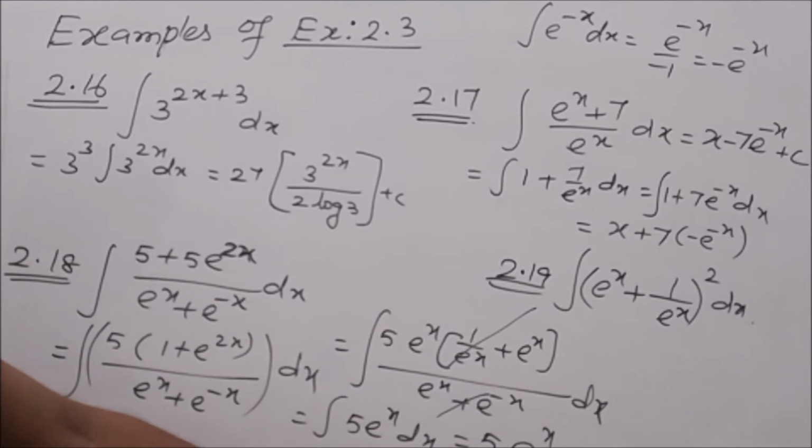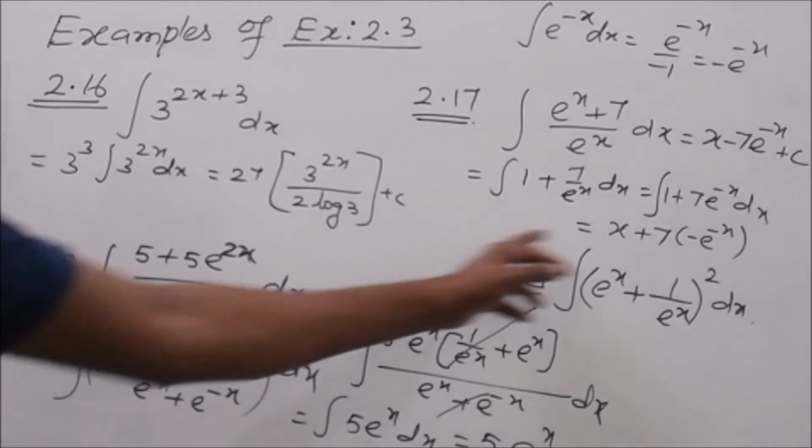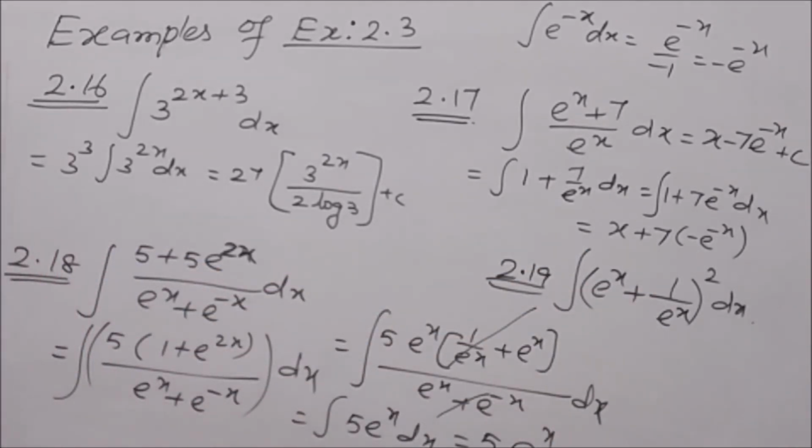5 is a constant, keep it the same. Then the integral of e^x is e^x plus c. That's all. That is example 2.18. And now we have one more example, 2.19 here.